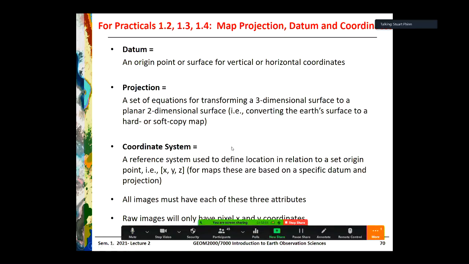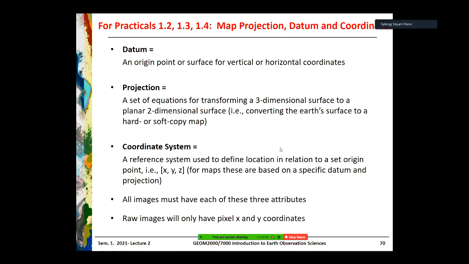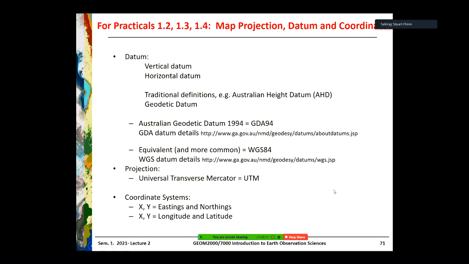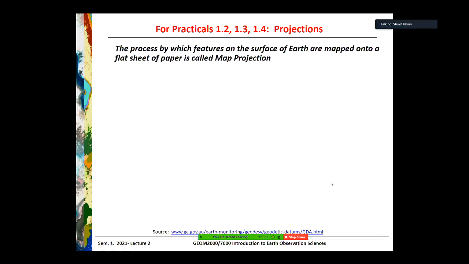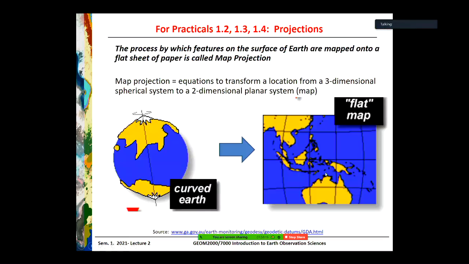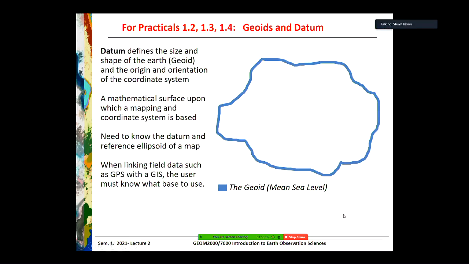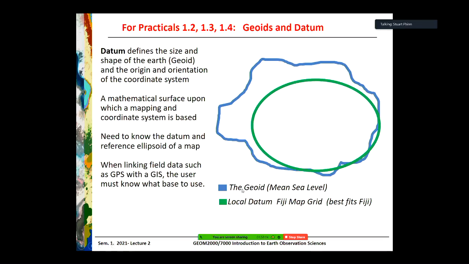So these are critical pieces of information to cover. We've given you some references to have a look at as well. So projections are important. Geoids and datums are important, particularly from a geographic point of view. The datum is usually mean sea level, as I said, for measuring height above. And there are ways of simplifying it.